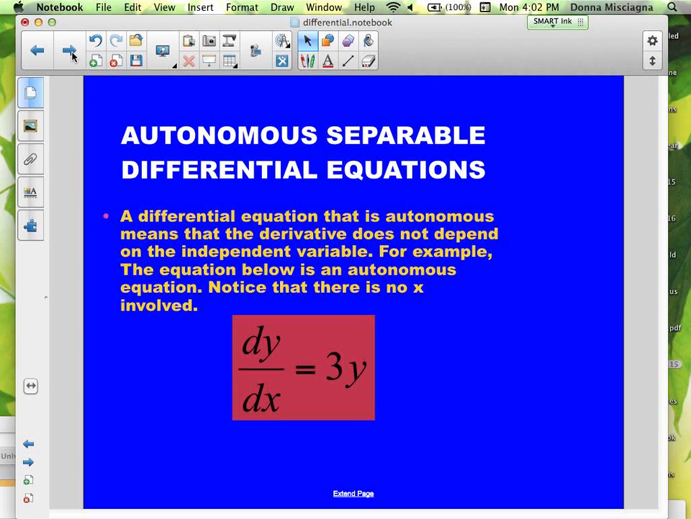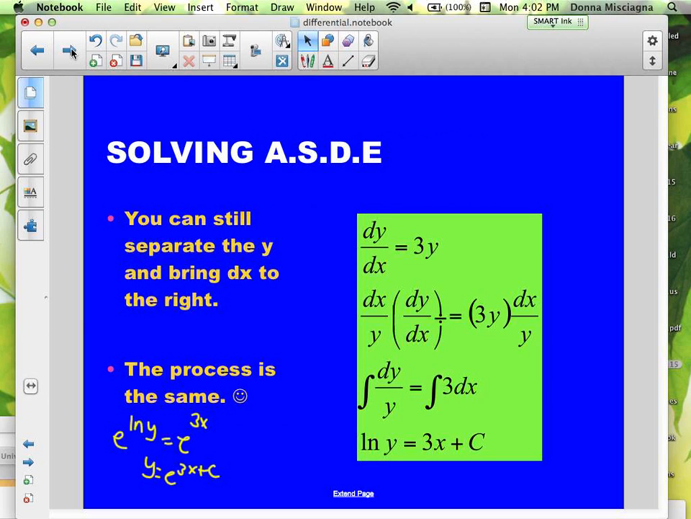So, all right. Autonomous separable differential equations. A differential equation that is autonomous means that the derivative does not depend on the independent variable. So, for example, the equation below is an autonomous equation. There's no x involved. I've got dy dx equals 3y. So it doesn't depend on the x in this one. So you can still separate the y and bring dx to the right. The process is the same.